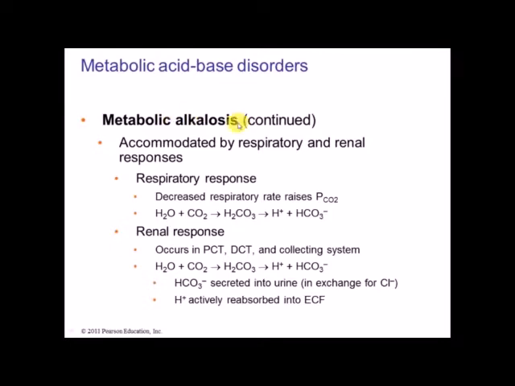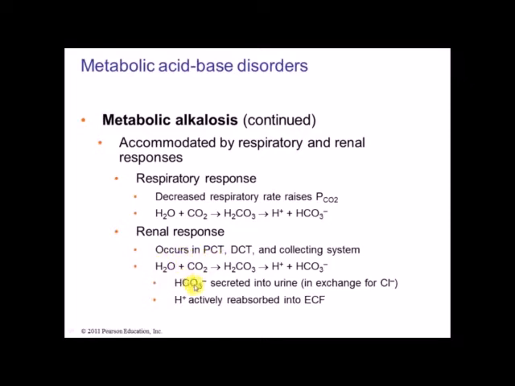So, alkalosis is accommodated by your respiratory and renal responses. Again, the respiratory response is decreasing your respiratory rate. So this is your water and CO2, so it's going to hold on to the water and CO2, which will become carbonic acid, which will be converted to hydrogen ions and bicarbonate. So these extra hydrogen ions in circulation will decrease the pH, making it more acidic. Your renal response, again, proximal convoluted tubule, distal convoluted tubules, and collecting system. Again, the H2O and the CO2 will be held on to.